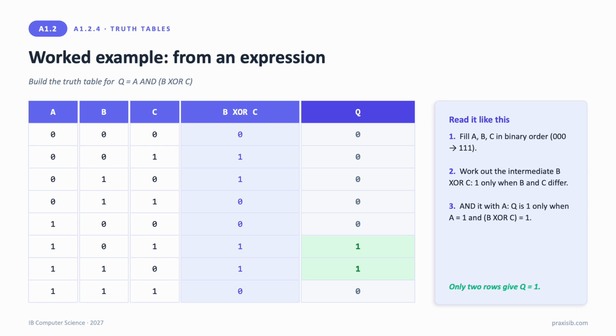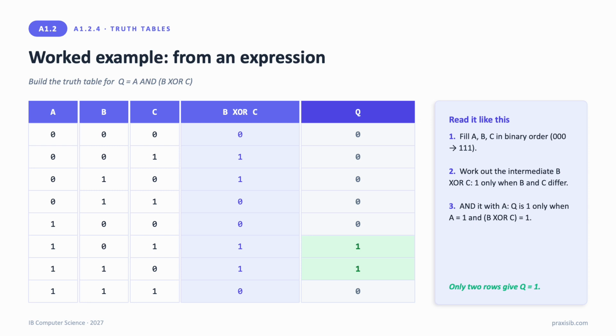Looking down the finished table, you will see Q comes out as 1 in only 2 of the 8 rows: the rows where A is 1 and B and C happen to differ. Everywhere else, Q is 0. See how breaking it into that middle column made it manageable.